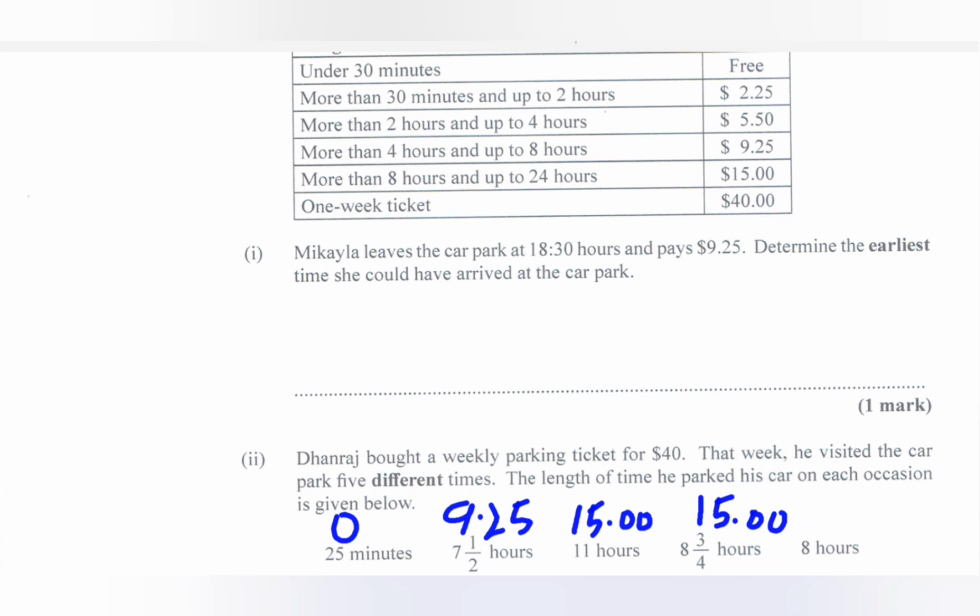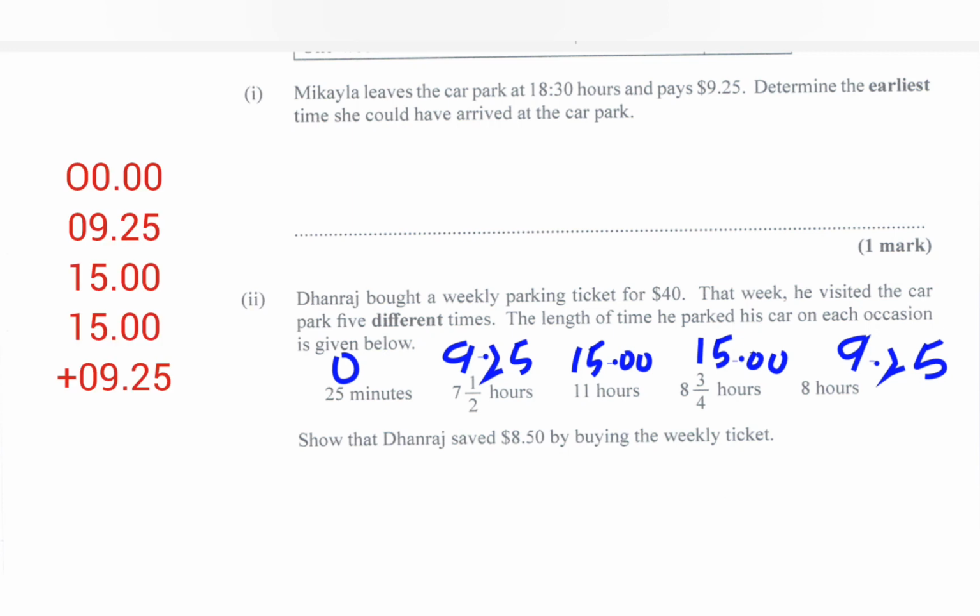And for the last day he spent 8 hours, so that would fall in the category that says more than 4 hours and up to 8 hours, so he would pay $9.25 for that last day. So if we add $0, $9.25, $15, $15, and $9.25, we're going to get a grand total of $48.50.